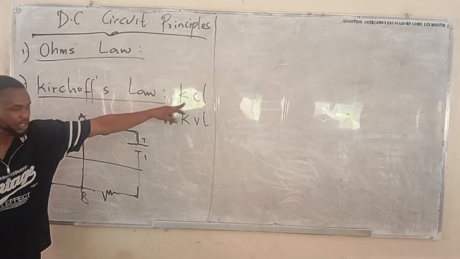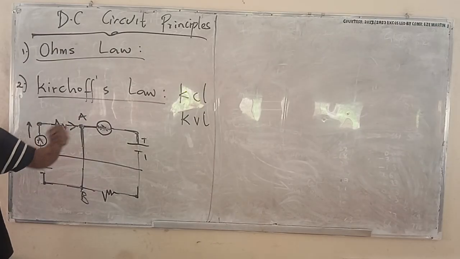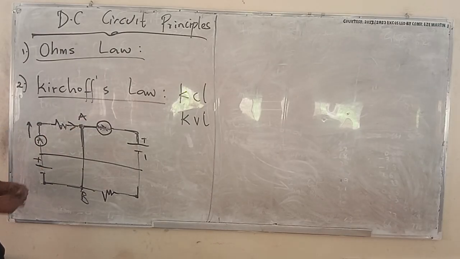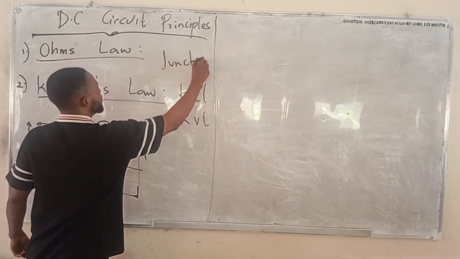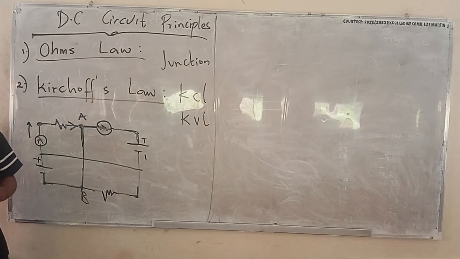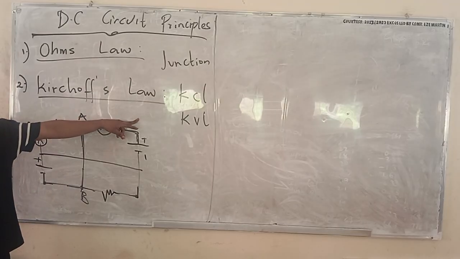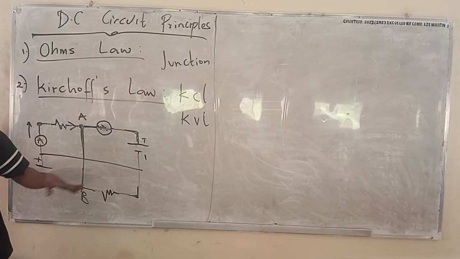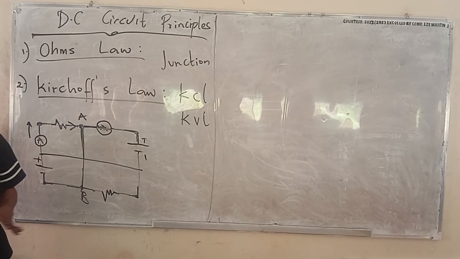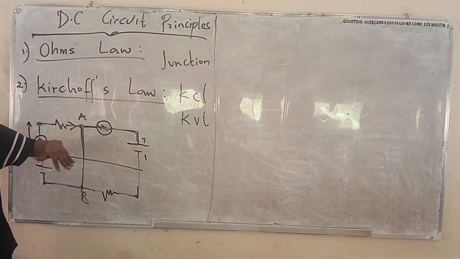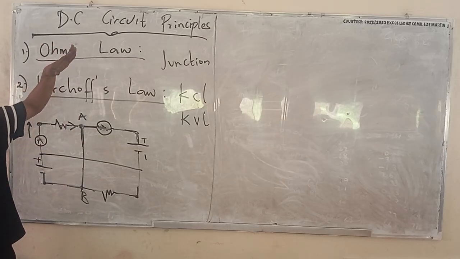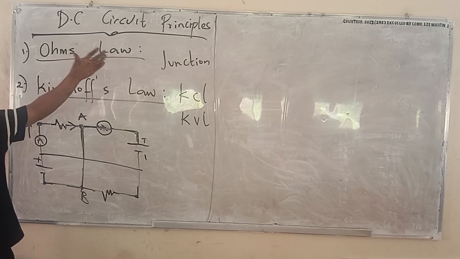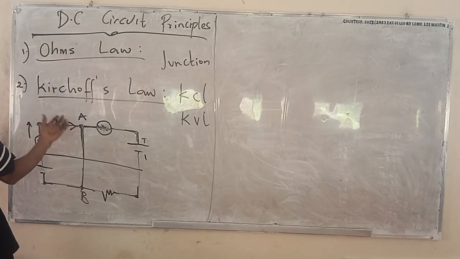Kirchhoff's current law states that the current entering a junction (open a bracket, write: a junction is also a node, and not every node is a junction) is equal to the current leaving it. That is his current law. This law obeys the law of conservation of charge, which states that charge does not get destroyed, but rather can be transferred from one point to the other.